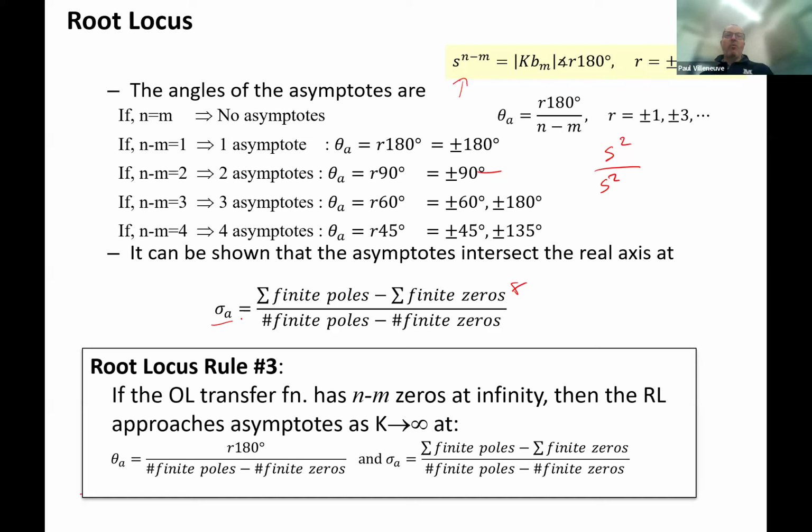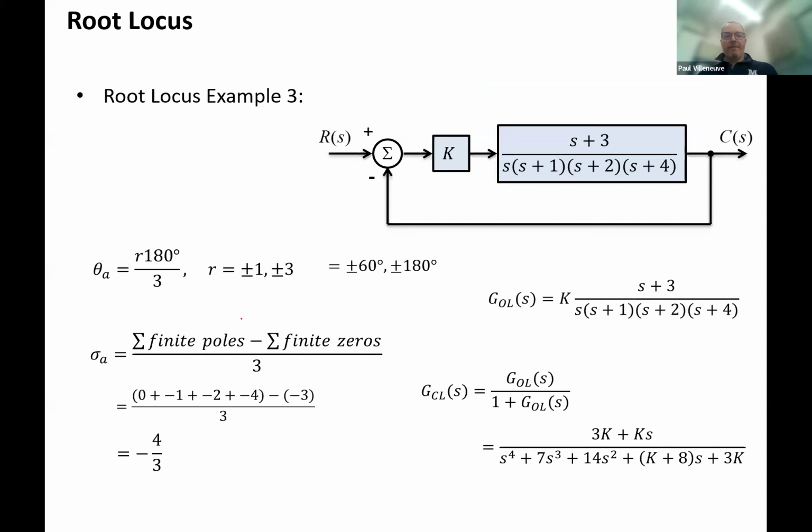So here's our third rule, right? Remember our previous rules? First rule was we have to start at a pole and end at a 0. Second rule is we have to have complex conjugate pairs if we do have complex numbers. Third rule is if you have any zeros at infinity, you're going to solve for the angle of the asymptotes using this equation, and you're going to solve for where they depart, the angle of the asymptote. Sometimes we call that the centroid.